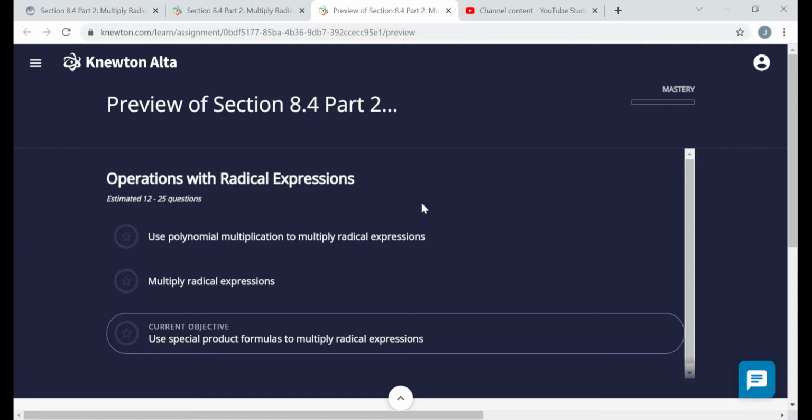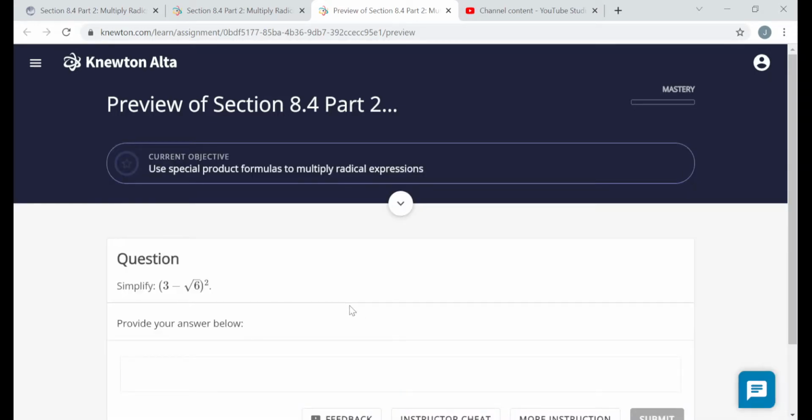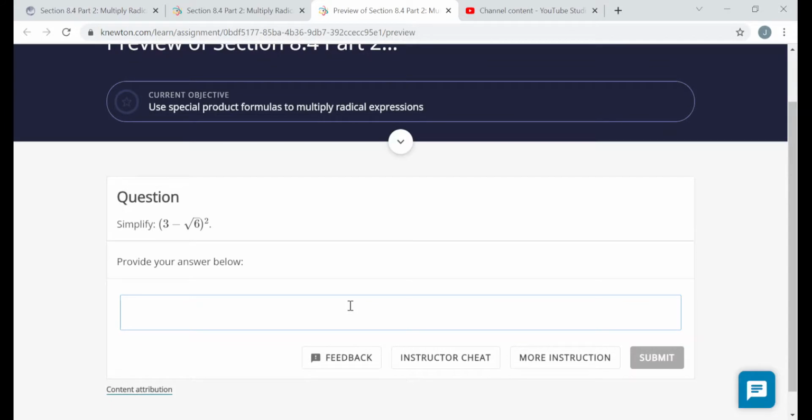And this question I'm going to be working on is on the objective, use special product formulas to multiply radical expressions. Really what I'm going to be doing is using polynomial multiplication to multiply. I'm going to be doing multiplication like you multiply polynomials for all these questions. And then underneath every question you should be seeing a feedback button, which allows you to send feedback to Knewton.